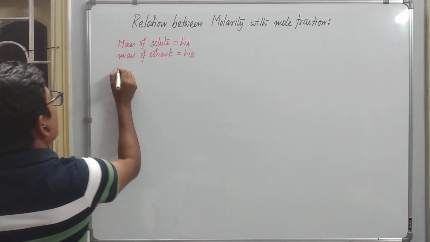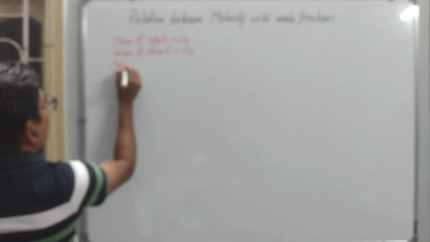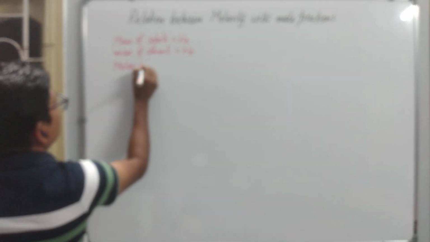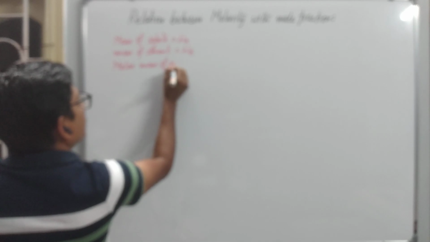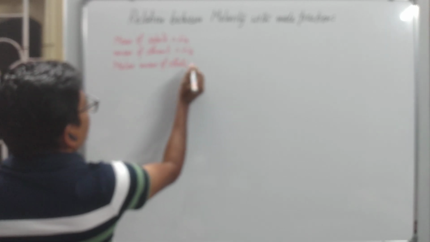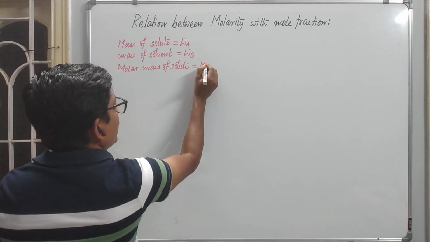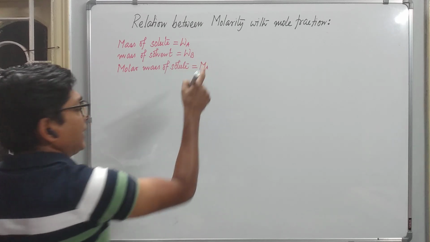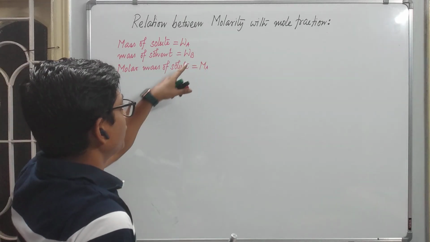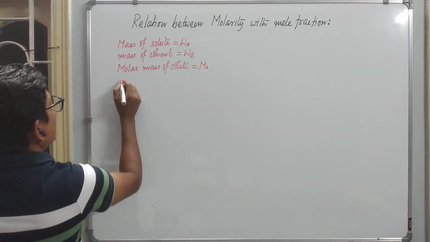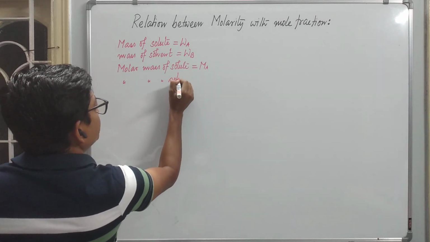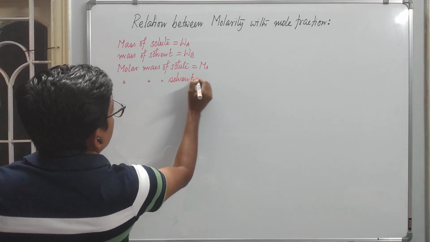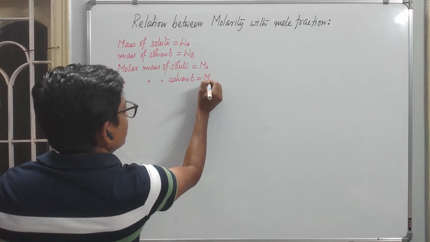Now, molar mass of solute, let's say this one is M1. I am trying to follow the same trend. A stands for the solute and we'll take B for the solvent. So second one, molar mass of solvent, that is equal to MB.